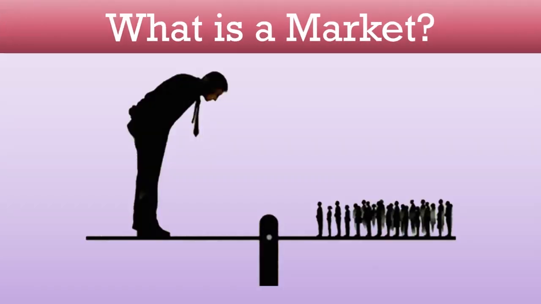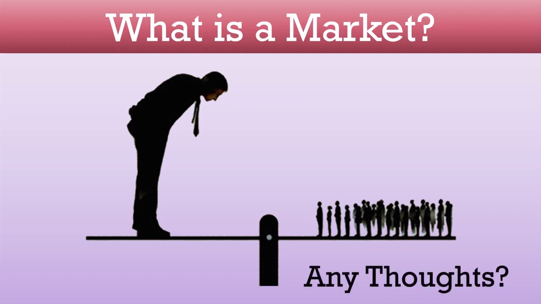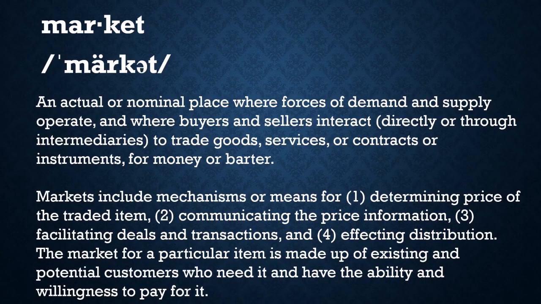The textbook begins with a question on what is a market, and we had covered markets earlier before, and normally I would ask you if you had any thoughts, but you can do this quietly by yourself. Let me then continue by giving you the full dictionary definition. A market is an actual or nominal place where forces of demand and supply operate, and where buyers and sellers interact directly or through intermediaries to trade goods, services, or contracts or instruments for money or barter.